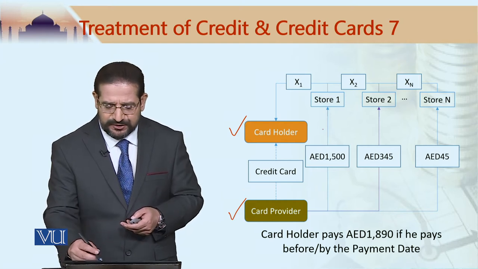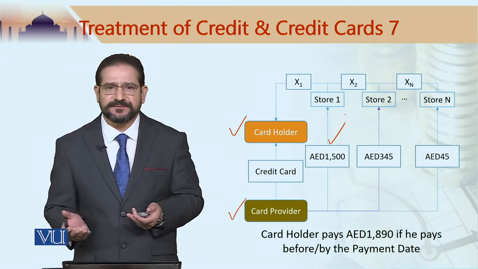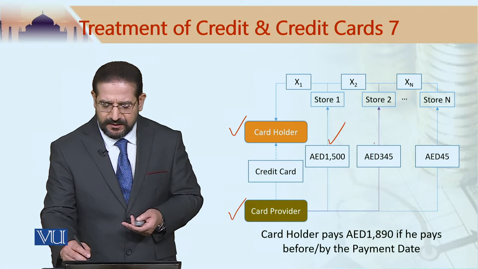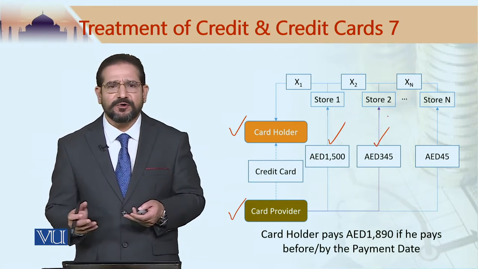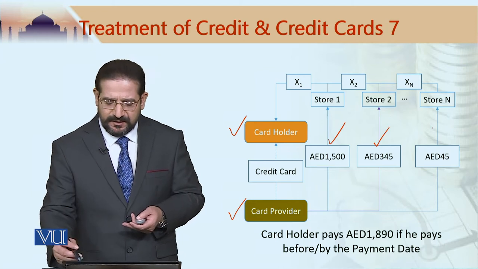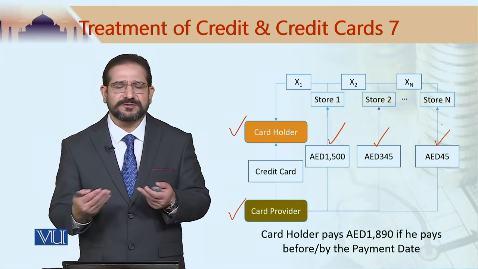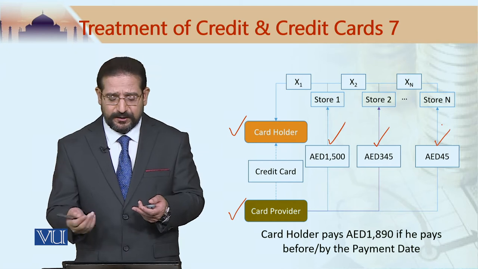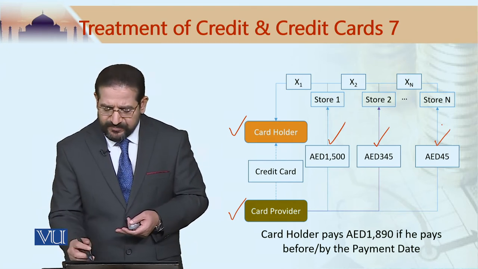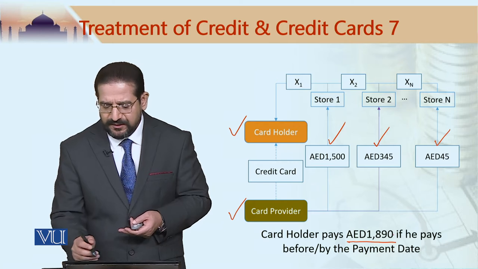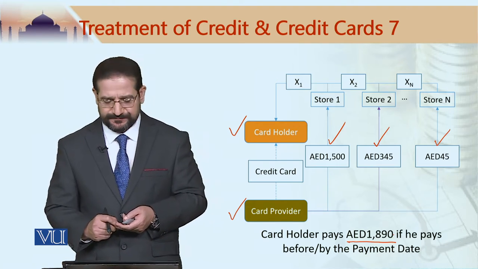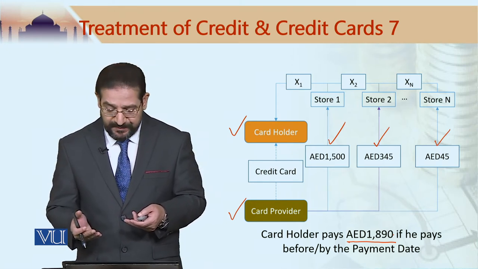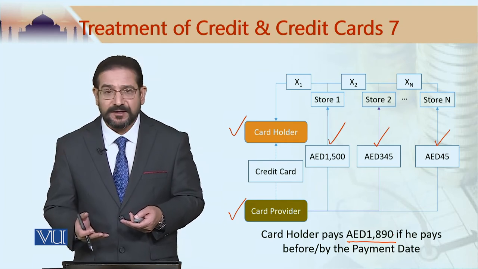Now, if we assume that this card holder actually makes only three transactions in this month. Transaction number one was made at store one for 1,500 dirhams. The card holder bought something, say clothes. Another transaction was made at store two. The card holder maybe bought some groceries. And 45 dirhams were spent on a kiosk. Maybe the person wanted to have a quick coffee or any cold drink. And so the total statement balance would be 1,890 dirhams.